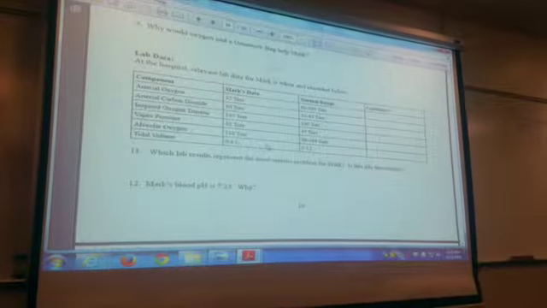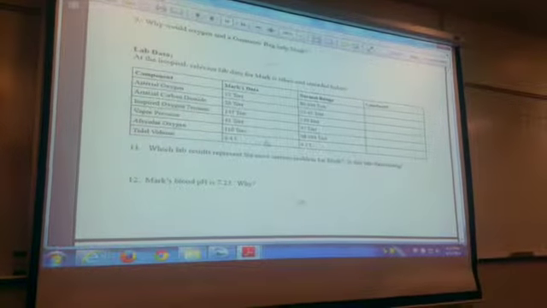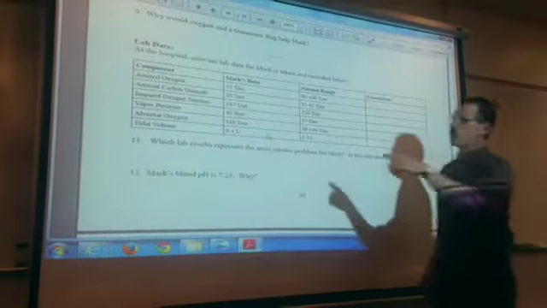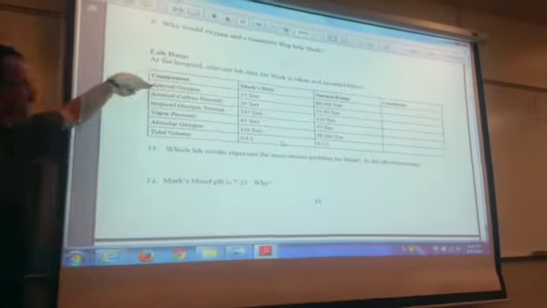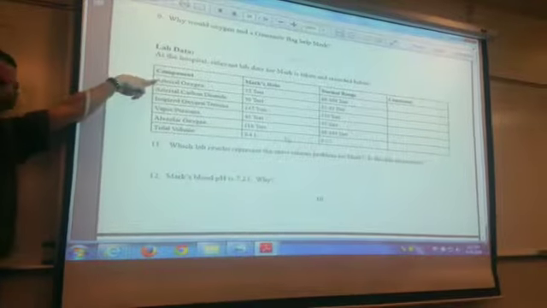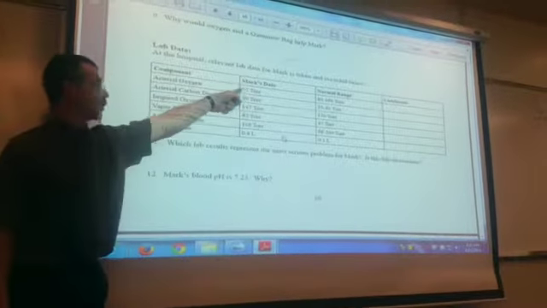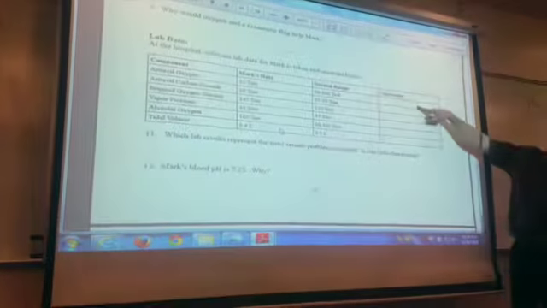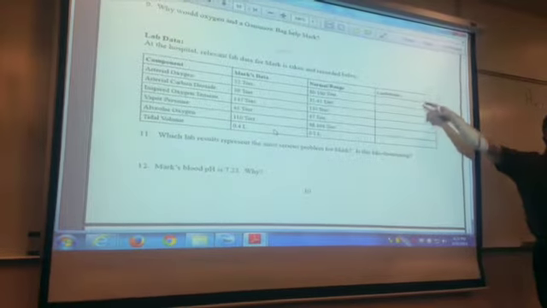So here's what you're going to do, future nurses that you are. Here's some data taken from Mark. We're going to go through this as a class. Let's figure out where these things are. So arterial oxygen, where is that in Mark's body? In his blood, right? Okay, Mark has 52. Normal people have about 100. What's your conclusion? Pretty lousy, right? He has low oxygen in his blood.